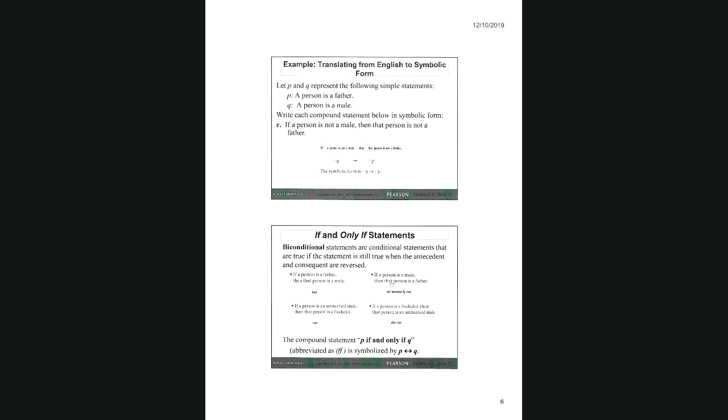So here, if a person is an unmarried male, then that person is a bachelor. If a person is a bachelor, then that person is an unmarried male. So this one can be combined with if and only if. A person is an unmarried male if and only if that person is a bachelor. So with if and only if, you will have the two arrows.